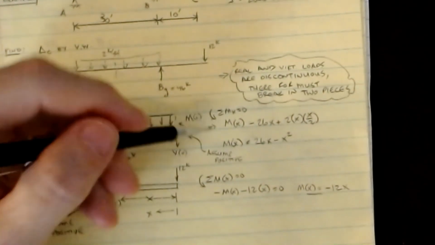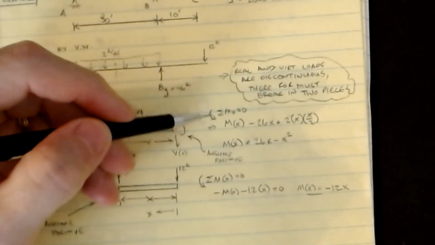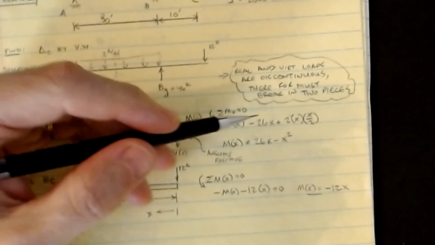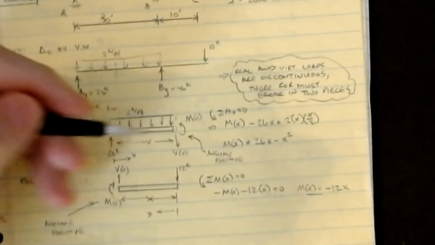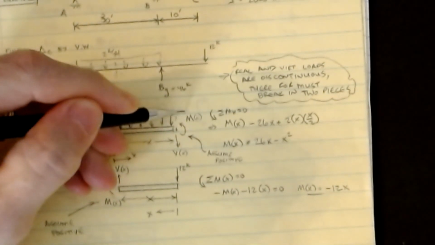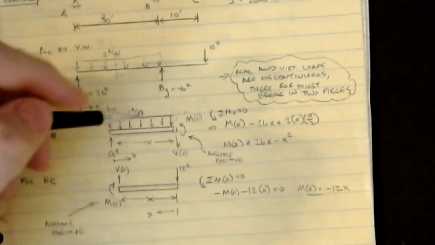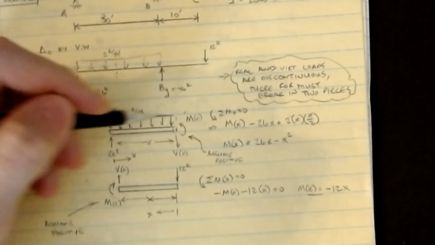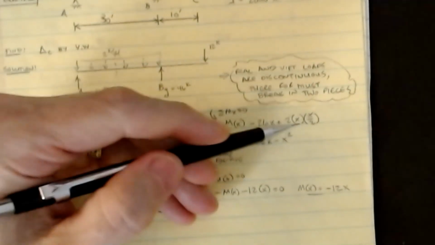So with this, I can write the generalized moment equation here. Mx is going to be equal to minus 26x plus 2 times x over 2. So we summed moments here. Here's my real moment. 2 times x gives me the magnitude of this, and then x over 2 is its location. That's where this term is coming from.